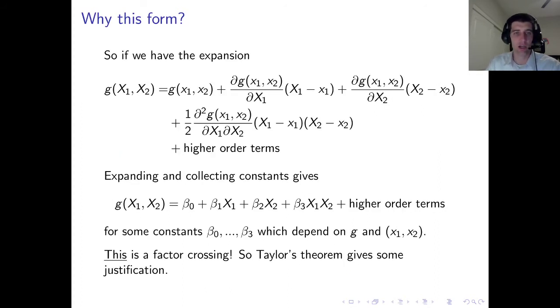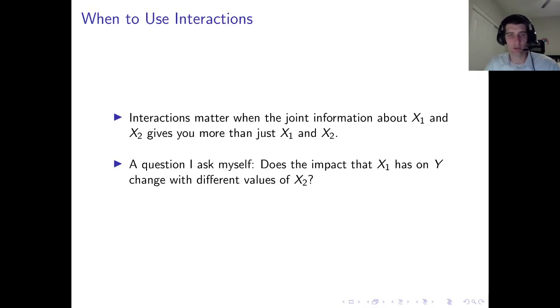Okay, so if we have this expansion, sorry, this is what I just did on the previous page. So sort of expanding and collecting terms. This is the canonical form of factor crossing. So I will skip through that.